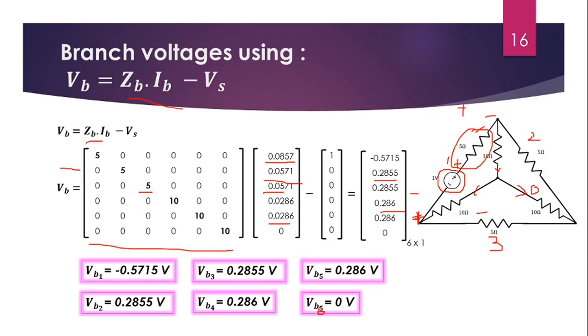So in this video we have done the analysis of the network. We found the branch voltage, branch current, loop voltage and loop current.